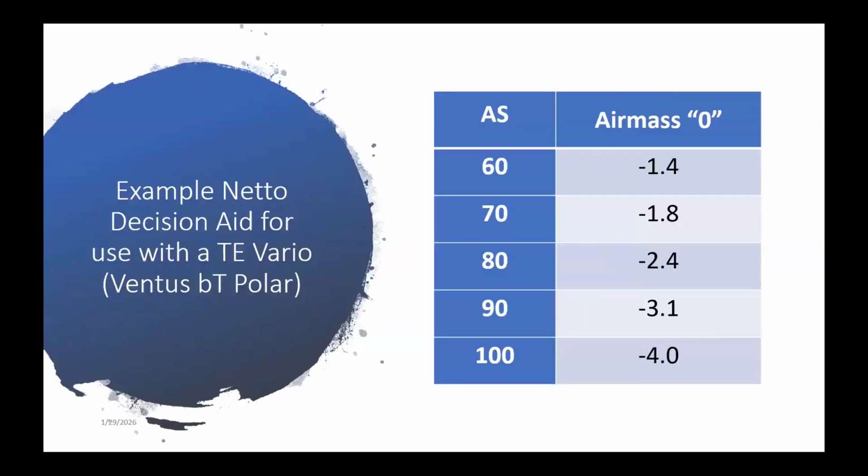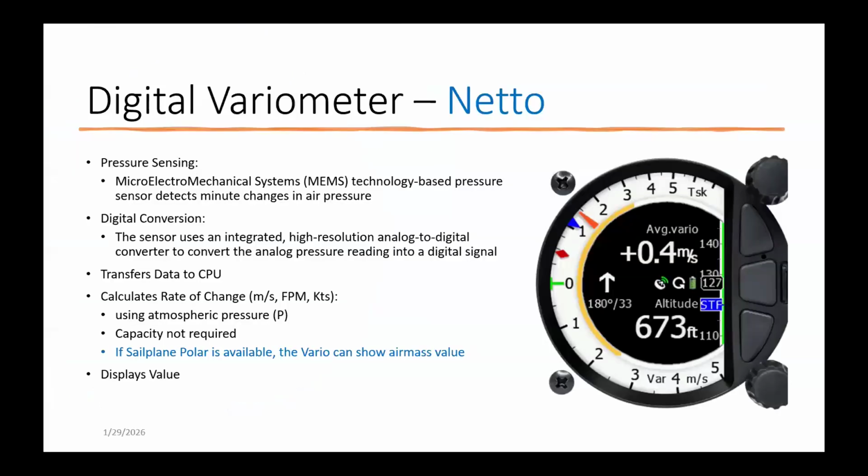So one of the ways that you could do this, you could create a little chart that gives you those three numbers. I had minus 5, 0, and plus 5. Or in this case, you could set it for air mass 0. And you know that if you're showing 1.4, the air mass is not moving up or down. So this is a nice workaround if you don't have the electronics. You can build these tables.